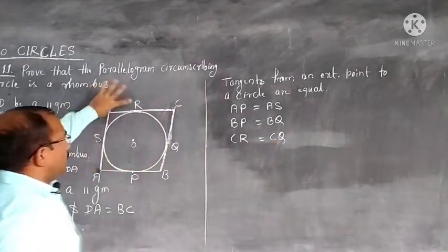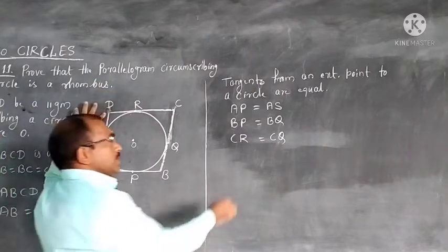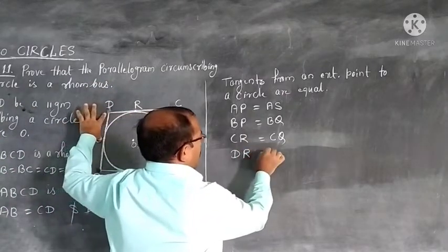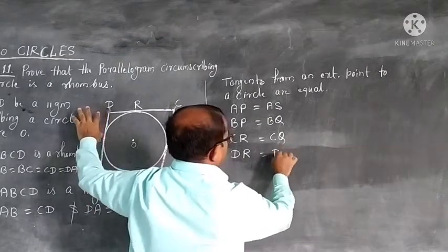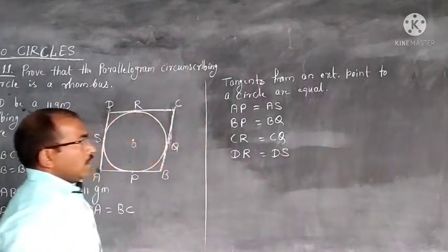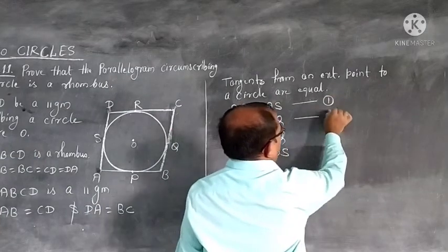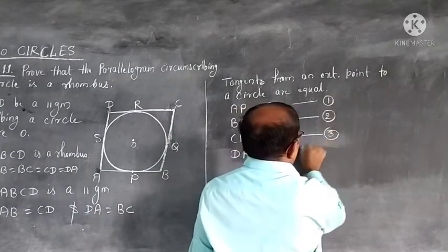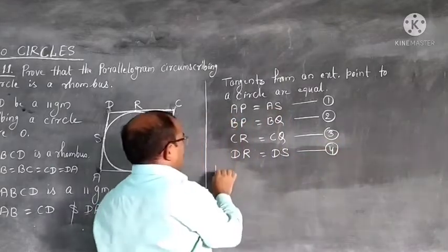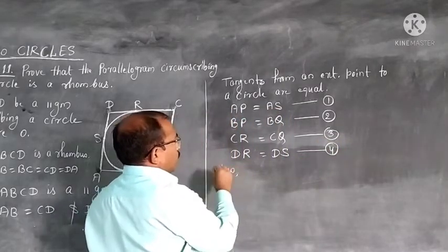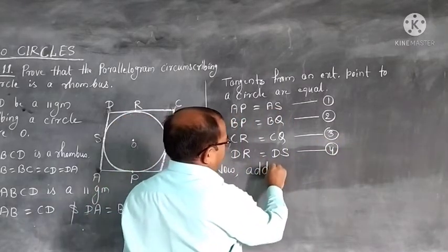And from D, DR is equal to DS. This is very simple to know. We look at the figure and we write down DS. So, let us mark these 4 that we have got: equations 1, 2, 3, 4. And after this, what shall we do? We will add all these 4 equations.